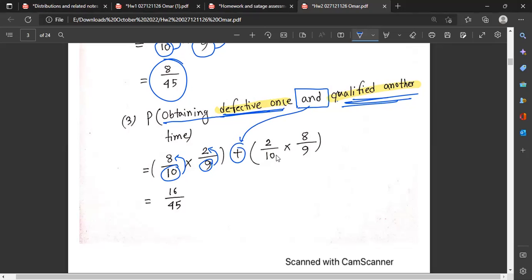At the first time we considered the qualified for the first time, but now we have to consider the qualified for the second time, okay, and not qualified for the first time. So 10 out of 2, that is not qualified, and then we are left with 9 products. So 9 out of 10, that is qualified. So the answer will be 16 by 45.